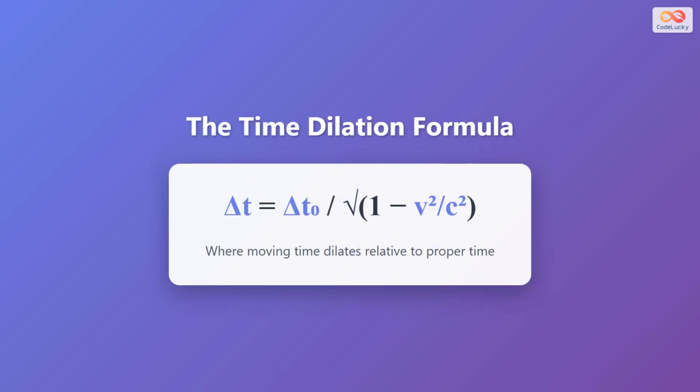The mathematical relationship describing time dilation is given by a specific formula. Delta t equals delta t0 divided by the square root of 1 minus v squared over c squared. This elegant equation tells us exactly how much time dilates based on velocity. It shows that as an object moves faster, time for that object slows down relative to a stationary observer. This is the foundation of understanding how motion affects the passage of time.